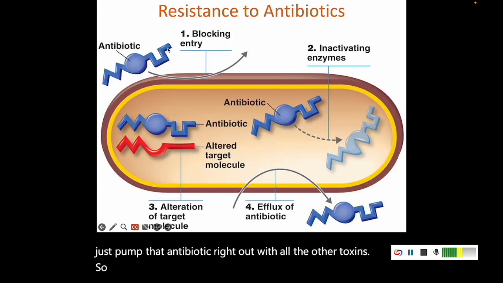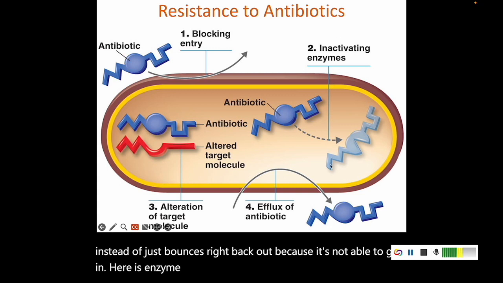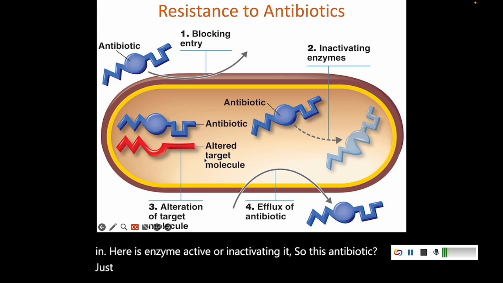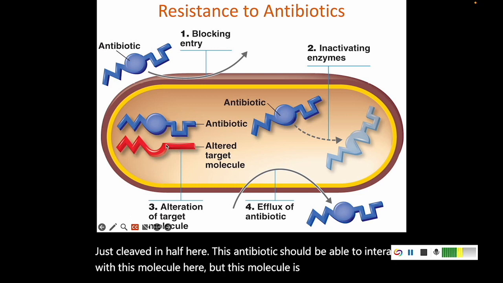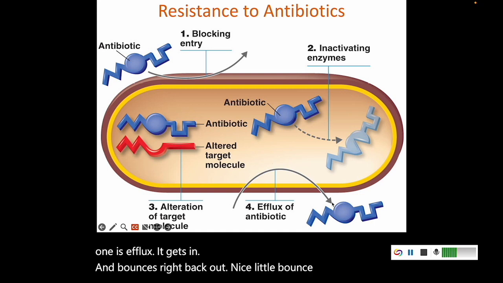So here we have an antibiotic that should be able to get into the cell, but instead it just bounces right back out because it's not able to get in. Here is an enzyme inactivating it. So this antibiotic just got cleaved in half. Here, this antibiotic should be able to interact with this molecule, but this molecule has changed shape now, so it can't interact. So this antibiotic can't work. And then this last one is efflux. It gets in and bounces right back out. Nice little bouncer, kicks it out.